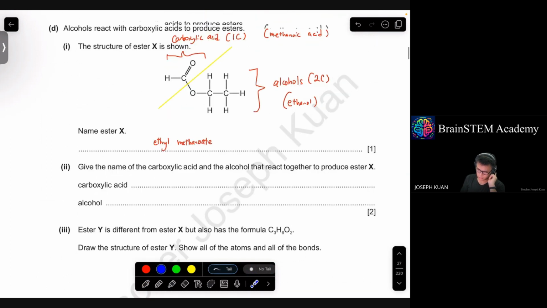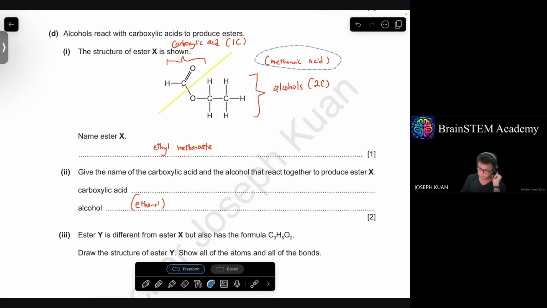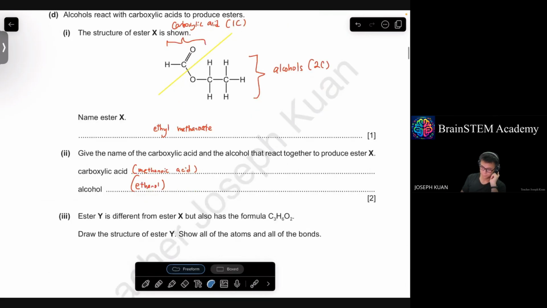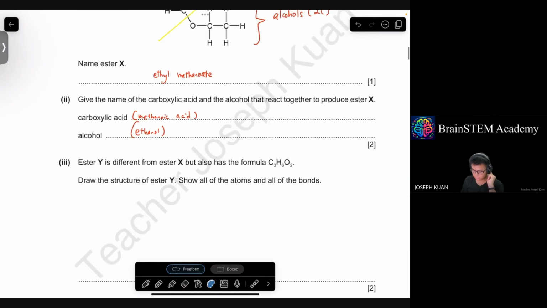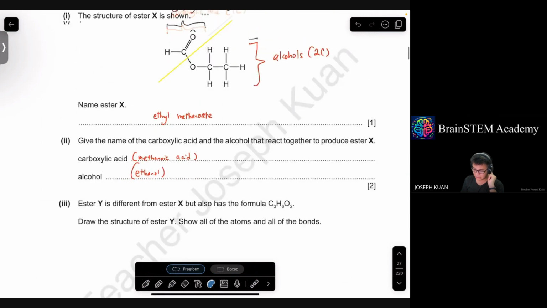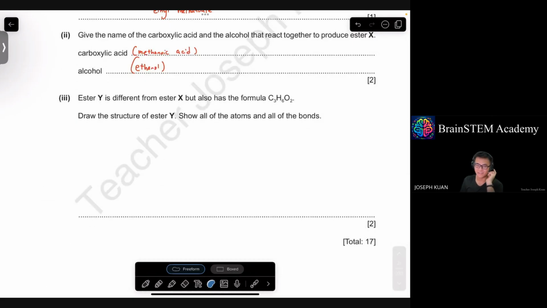Moving on to 2, give the name of the carboxylic acid and the alcohol that react together to produce ester X. So we have that answered already: the ethanol and also the methanoic acid. By understanding the structure, where it came from, we should be able to answer this straight away. Moving on to 3, ester Y is different from ester X, but also has the same formula. Draw the structure of ester Y, showing all of the atoms and all of the bonds.